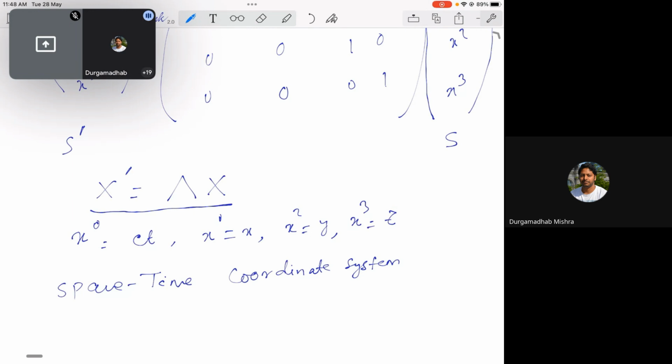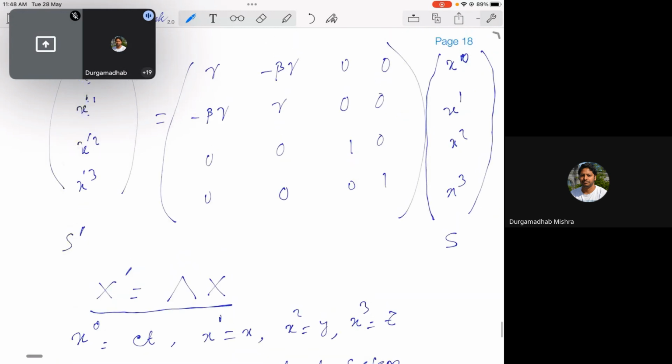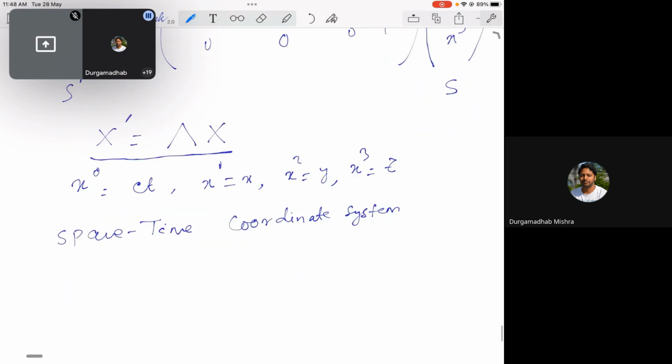So they are the same, or one part of a space-time coordinate system. Therefore, we are representing it with 4 vectors. So the transformation, if you want to write it properly, I'm writing some terms here, beta and gamma. So what is beta here?